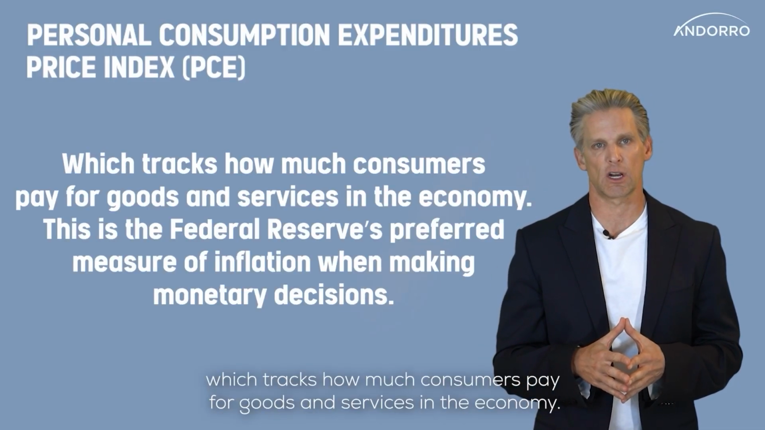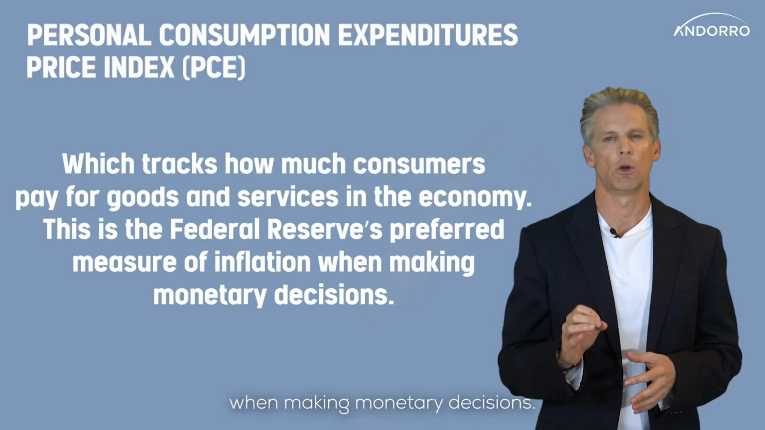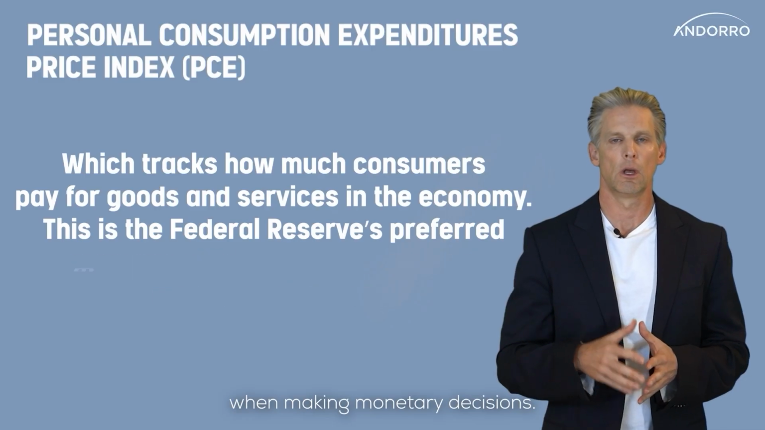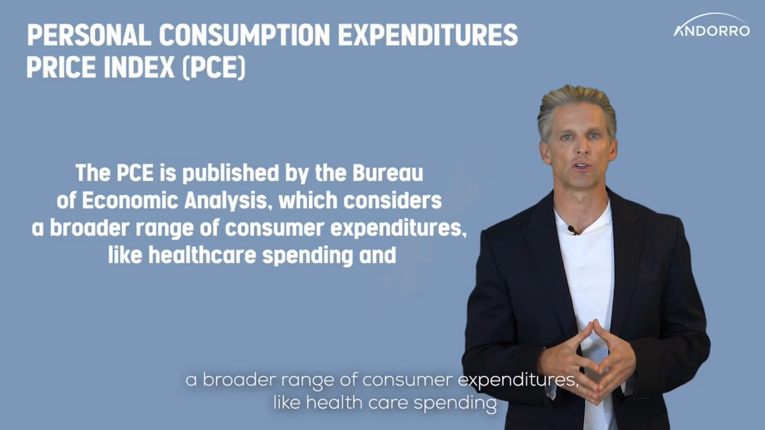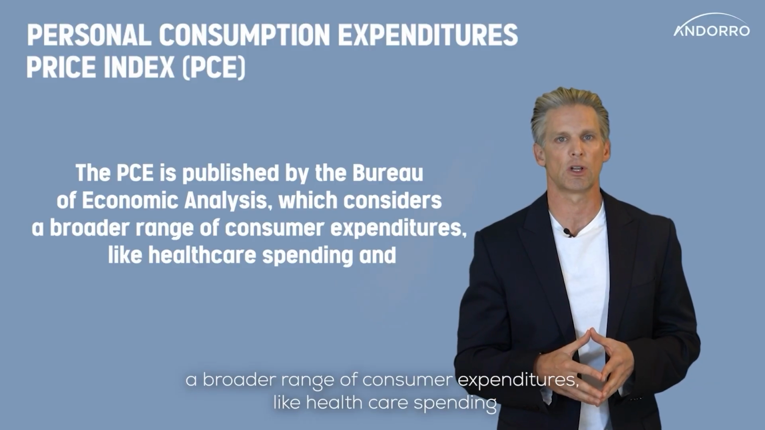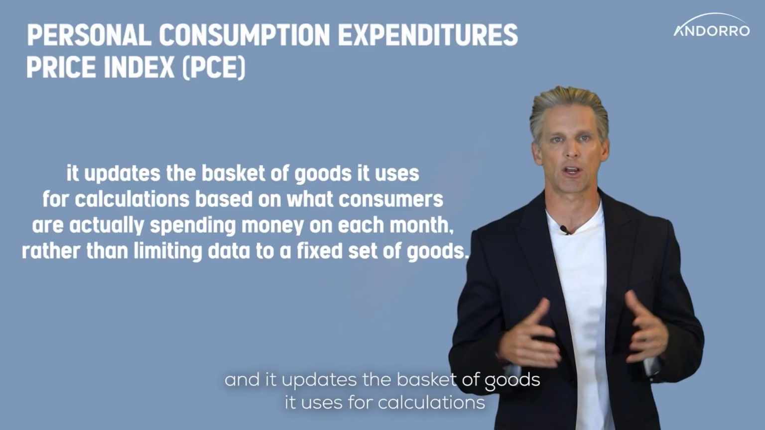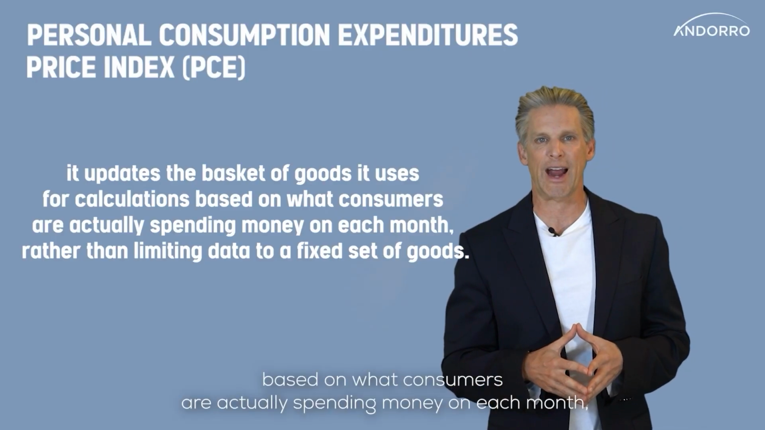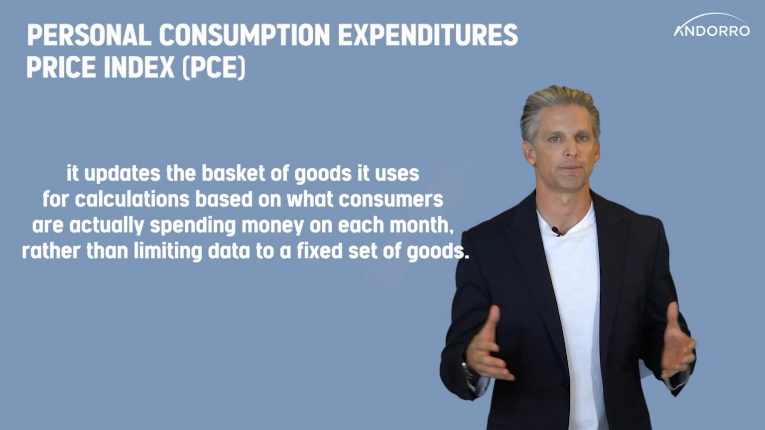And finally, there's the Personal Consumption Expenditures Price Index, the PCE, which tracks how much consumers pay for goods and services in the economy. This is the Federal Reserve's preferred measure of inflation when making monetary decisions. The PCE is published by the Bureau of Economic Analysis, which considers a broader range of consumer expenditures like healthcare spending, and it updates the basket of goods it uses for calculations based on what consumers are actually spending money on each month, rather than limiting data to a fixed set of goods.